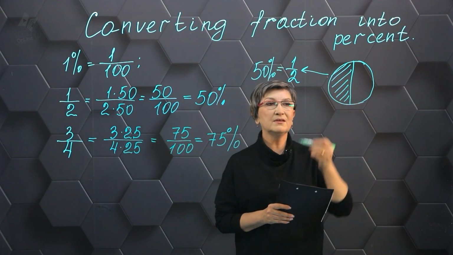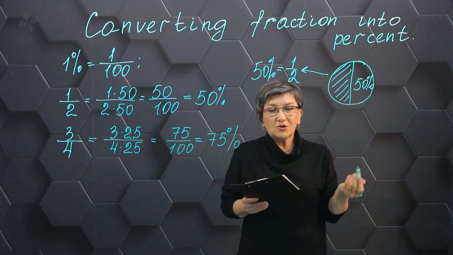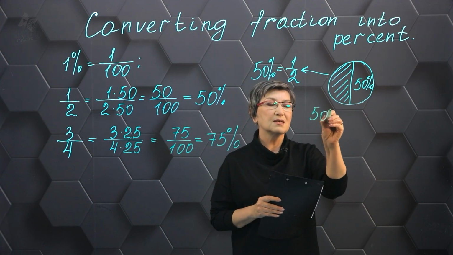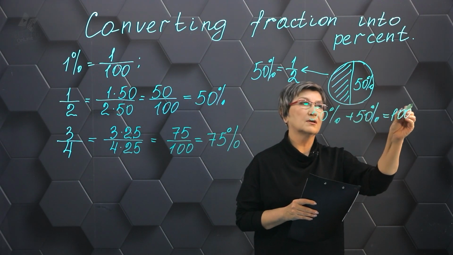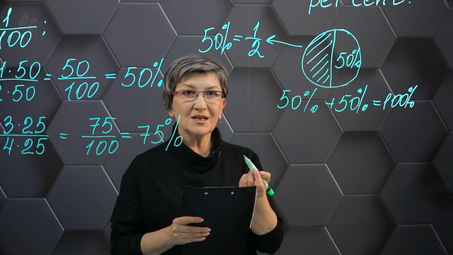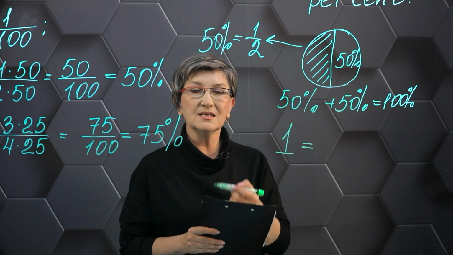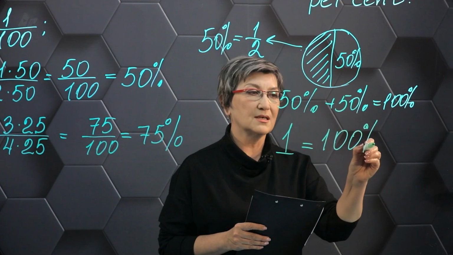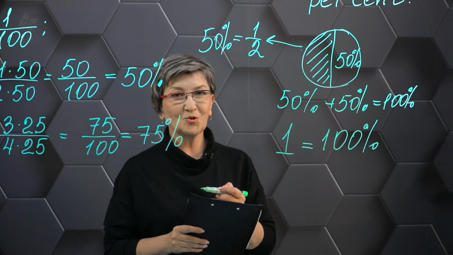But if 1/2 is 50%, then the second half is also 50%. The result is that a whole pizza is 100%. 50% plus 50% is 100%. That is, a whole pizza is 100%. So we can conclude that a unit, which is one whole part, is 100%. And based on this rule, we can always convert an ordinary fraction into a percent.